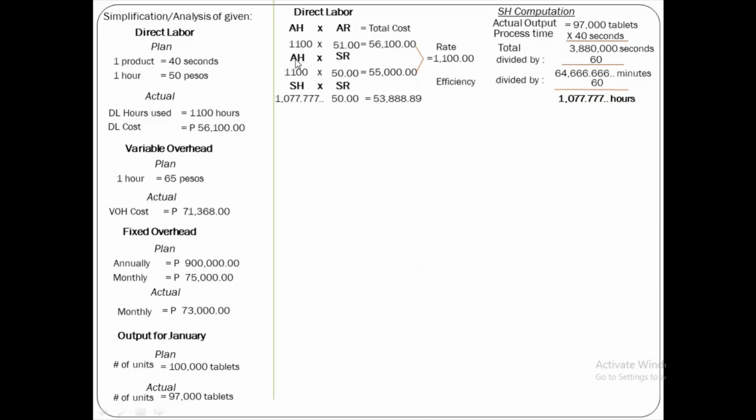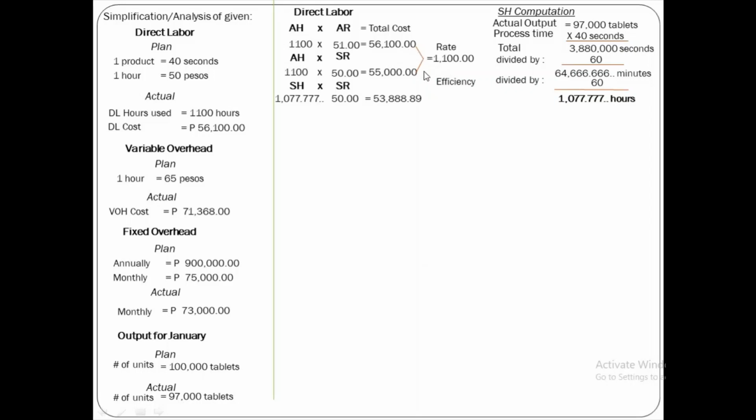Notice this, the actual hours in both the amounts is the same, because we are only concerned with the difference in rate. But on the rate, they are not the same. The actual rate incurred is 51. It is expected to be only 50. So there is really a difference, or what we call rate variance. It's more expensive in the actual. So that's how you get the rate variance.